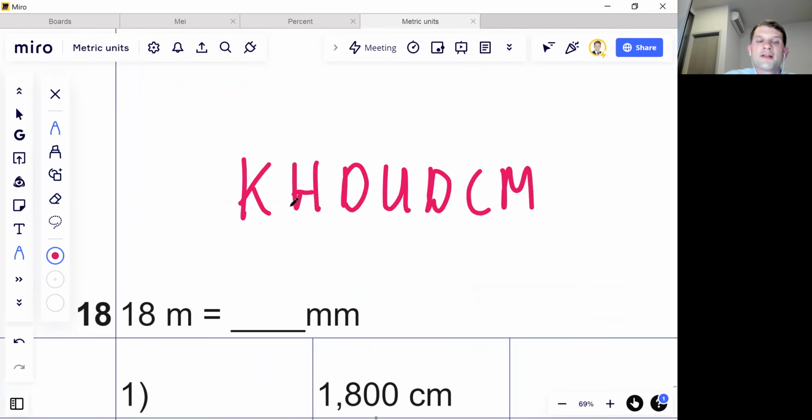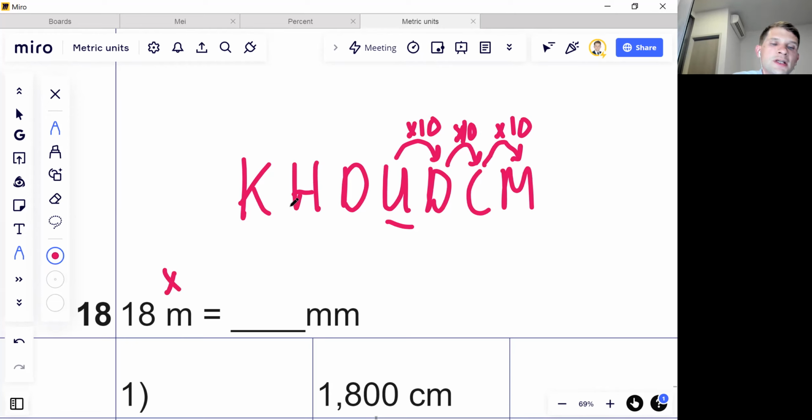Okay, and so we're having to go from meters to millimeters. So this is horse to a fly, you must multiply. So we need to multiply by 10, and then multiply by 10, and then multiply by 10 once more. Okay, and that's going to be times 10 times 100 times 1,000.